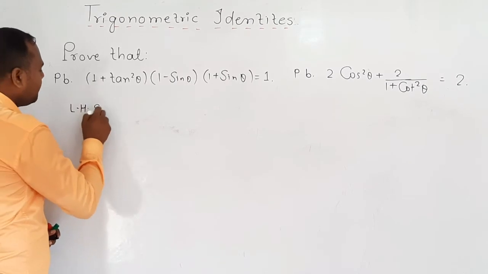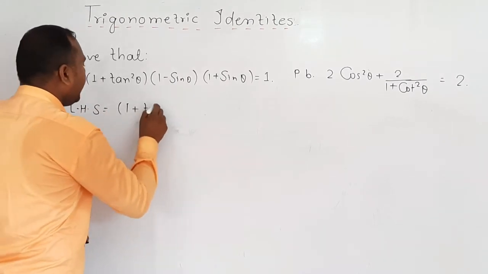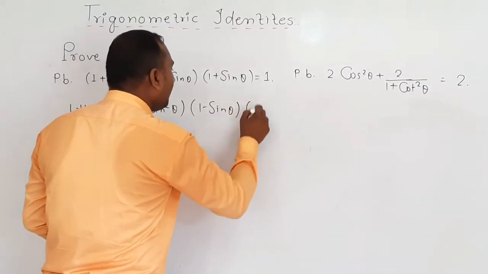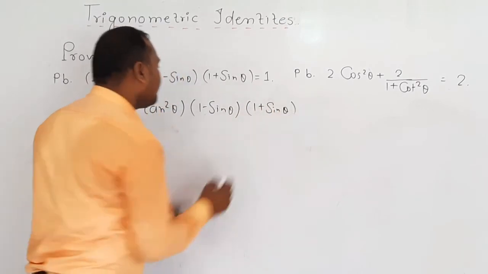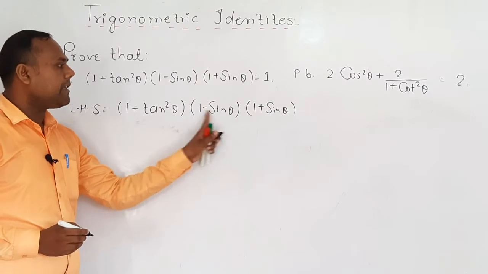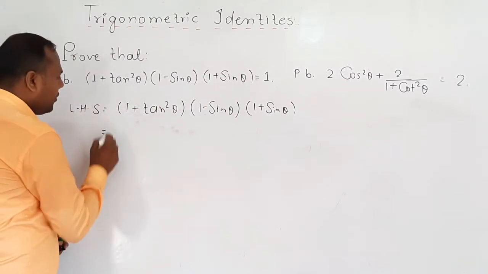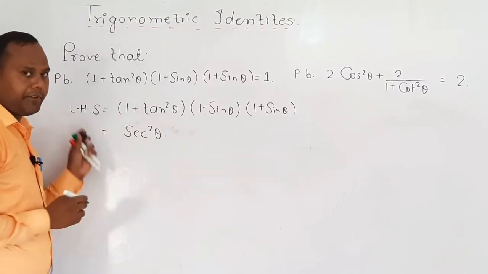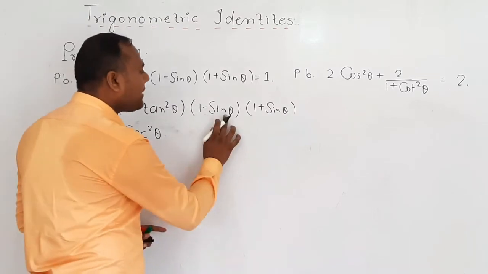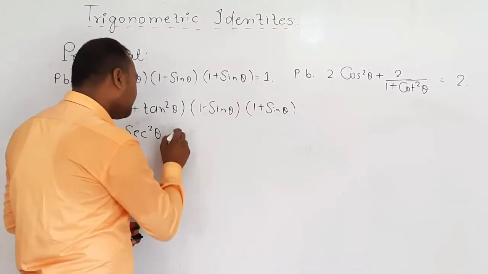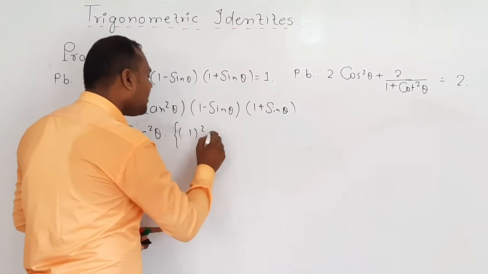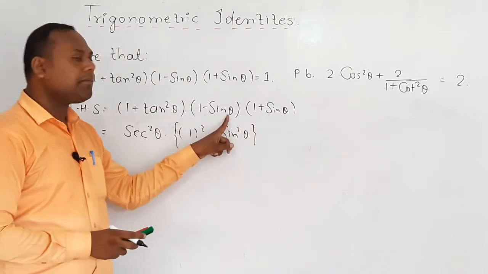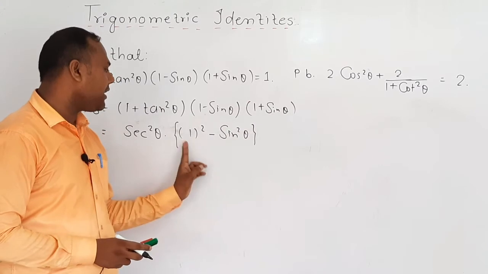LHS means (1 + tan² θ)(1 − sin θ)(1 + sin θ). These are two alternative terms with plus and minus. So 1 + tan² θ means sec² θ. We already discussed in previous lecture. And (1 − sin θ)(1 + sin θ) means 1² − sin² θ. How? Because (a − b)(a + b) means a² − b².